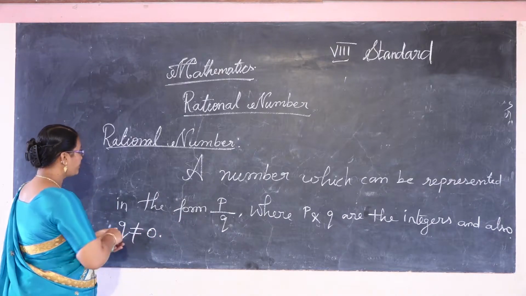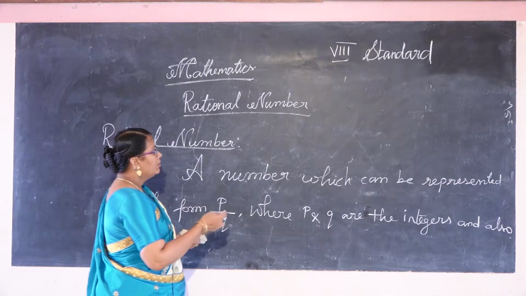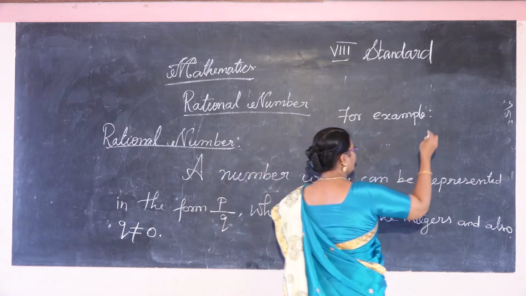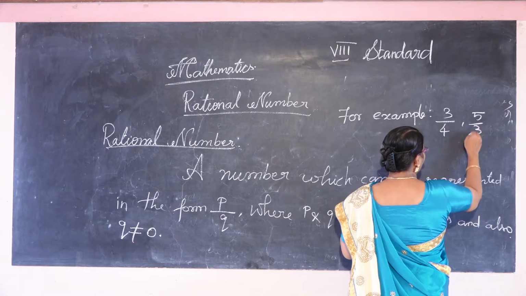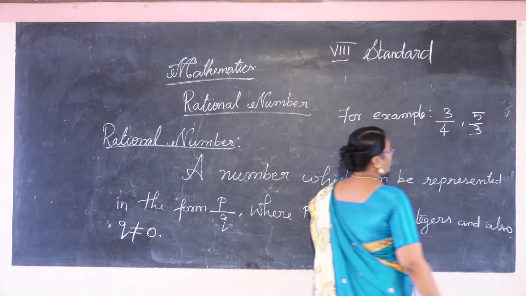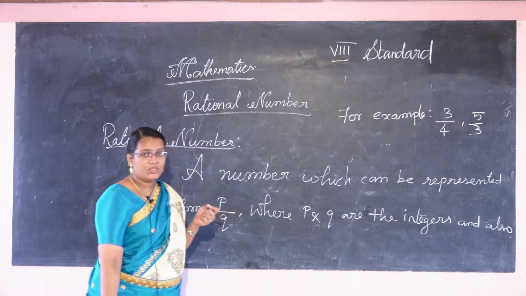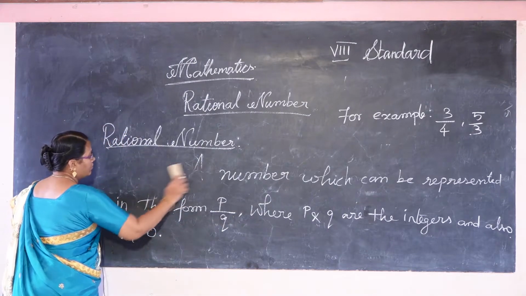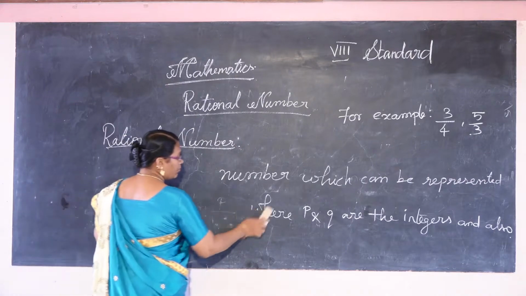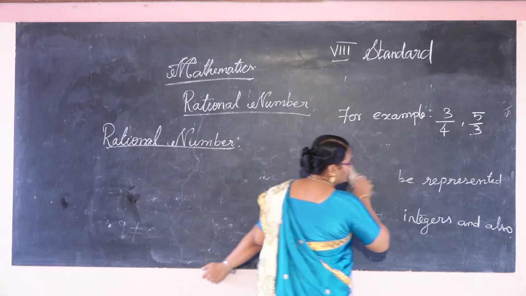So, for example, 3 by 4, 5 by 3. So, all the integers, natural numbers, and fractions are also called rational numbers. And next one, representation of a rational number.